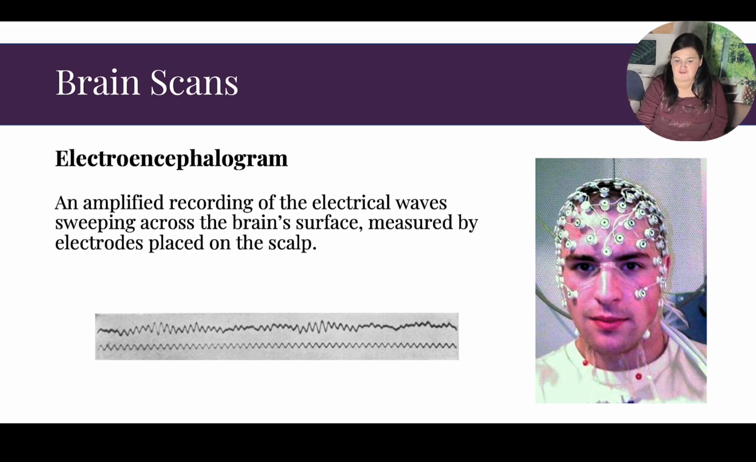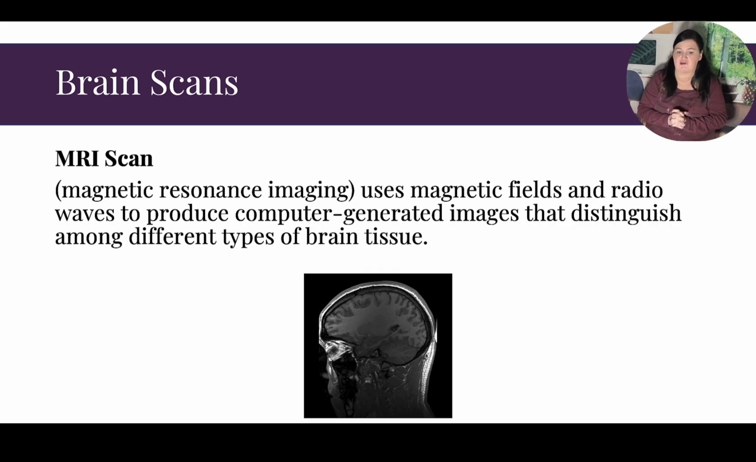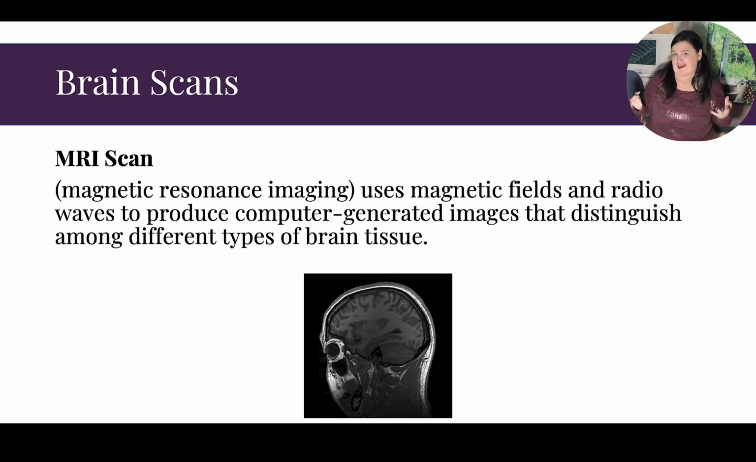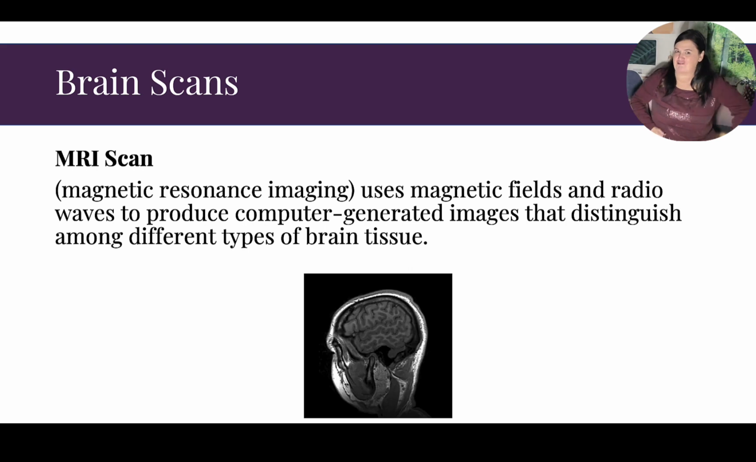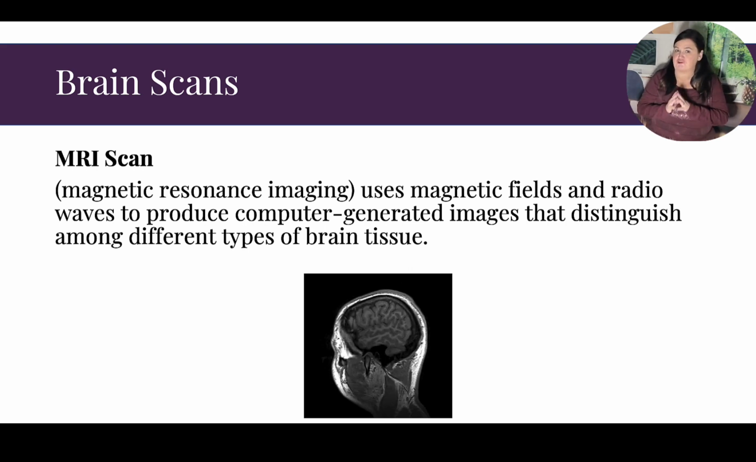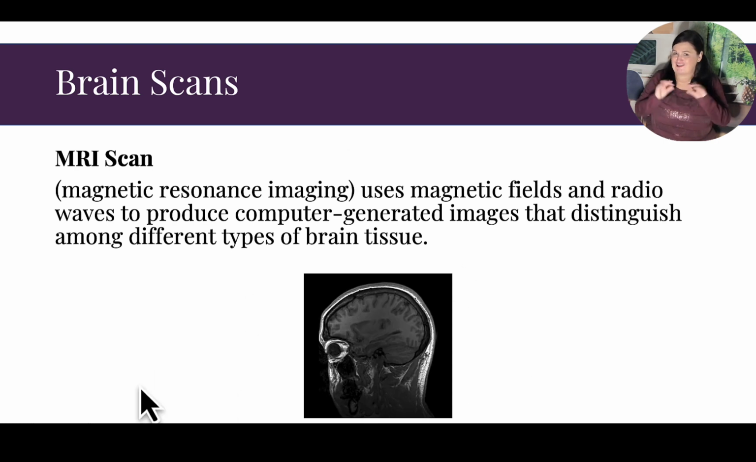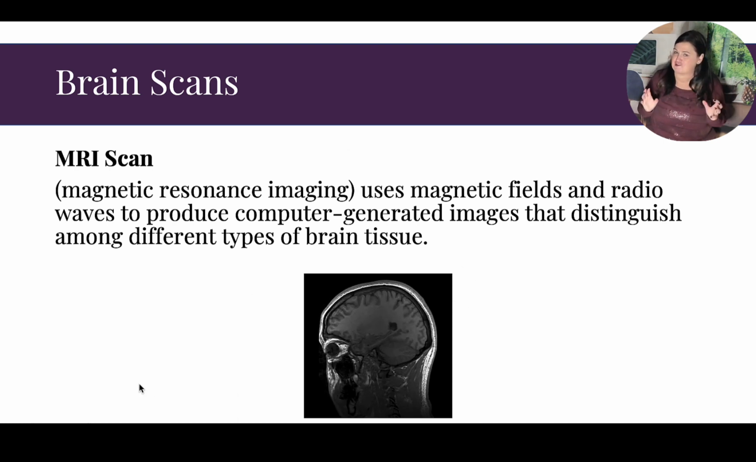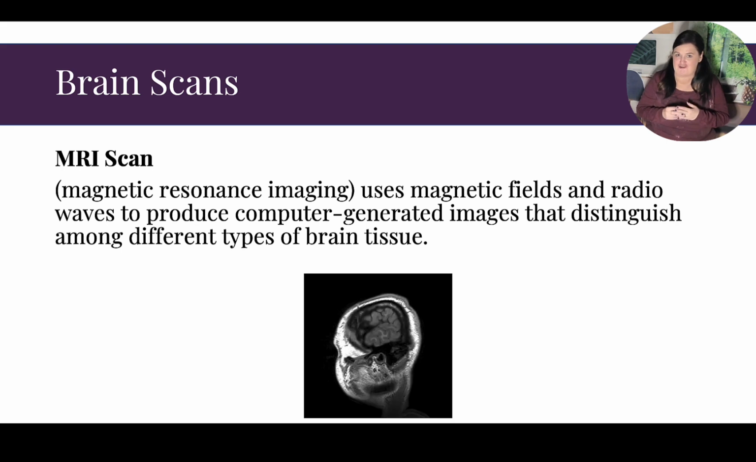The next one up is magnetic resonance imaging scan, or an MRI. I'm sure you've heard of this one, right? This one uses magnets, a magnetic field and radio waves to produce computer-generated images that distinguish among the different types of brain tissue. It's kind of like an X-ray for the brain.